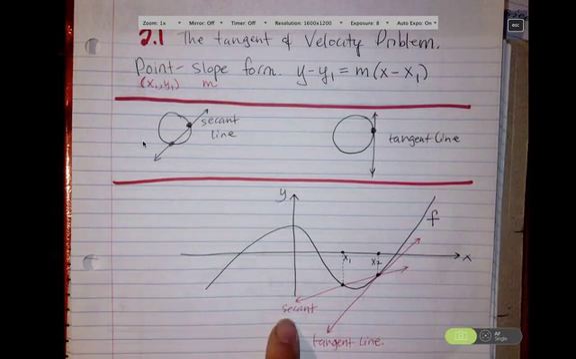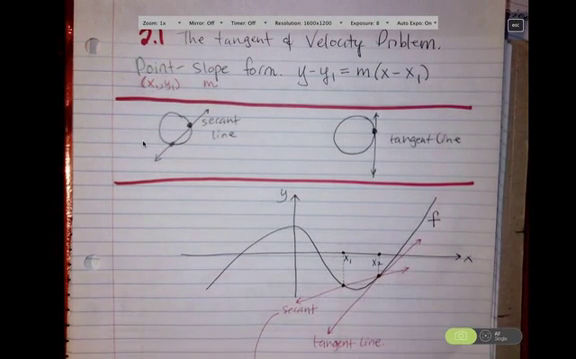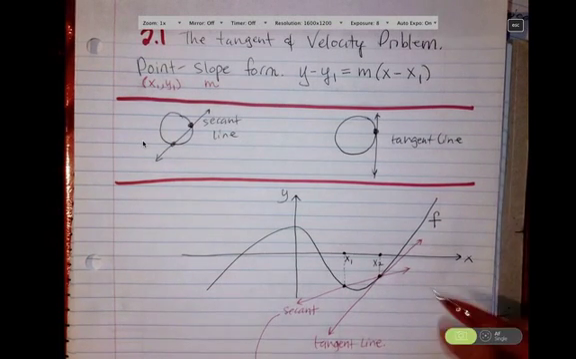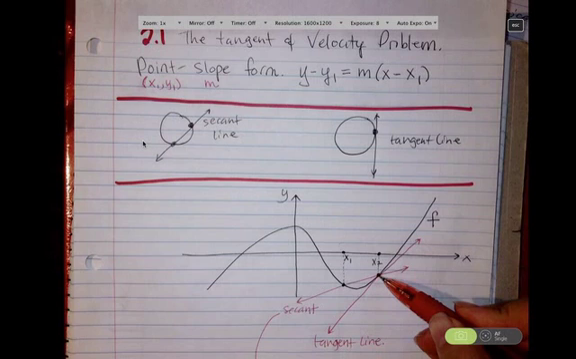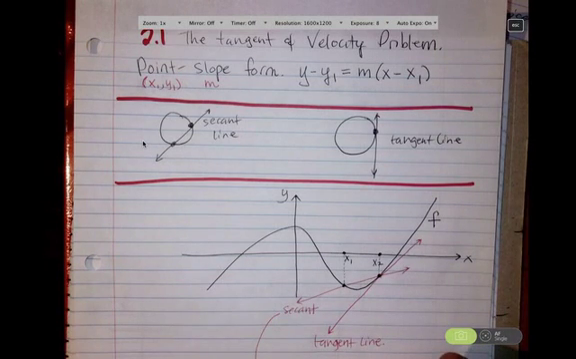The slope of the secant line is easy to determine because I have 2 points on the line. So I know that my slope will be given by f of x2 minus f of x1 over x2 minus x1. So that's just the rise over the run. The problem with the tangent line is that I only have 1 point on the line, and so I can't use this formula to determine the slope.